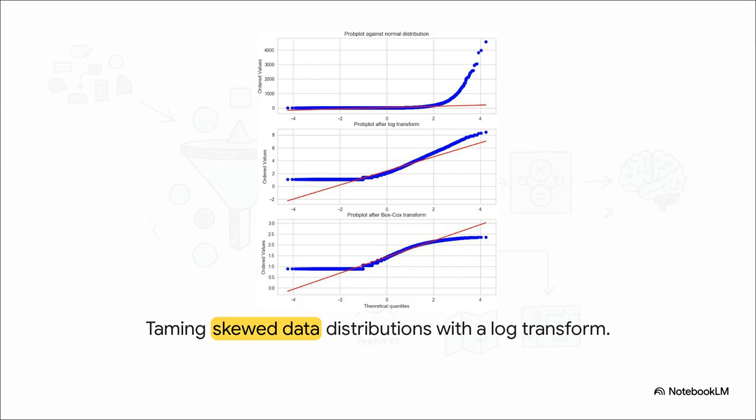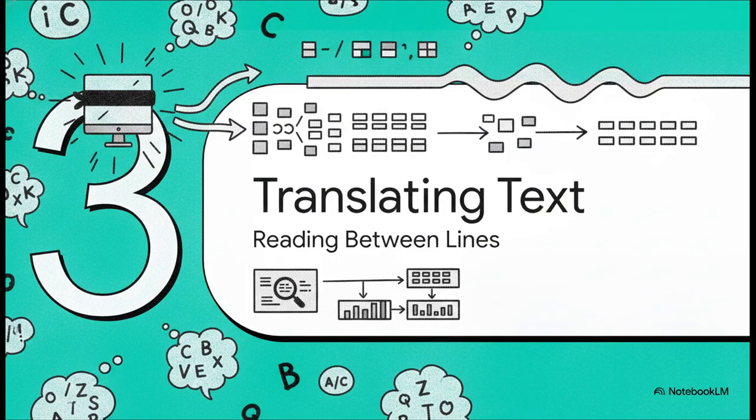We've got a heavily skewed raw count, all bunched up on the left with this massive heavy tail. But check out the middle graph. After we apply that log transform, the data gets beautifully smoothed out into the exact kind of normal distribution that linear models absolutely crave. All right, part 3, translating text for machines, reading between the lines.